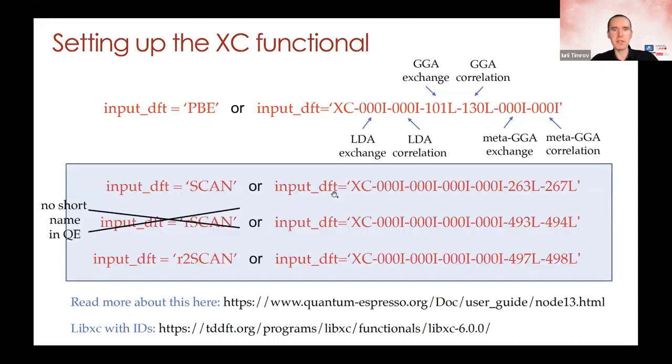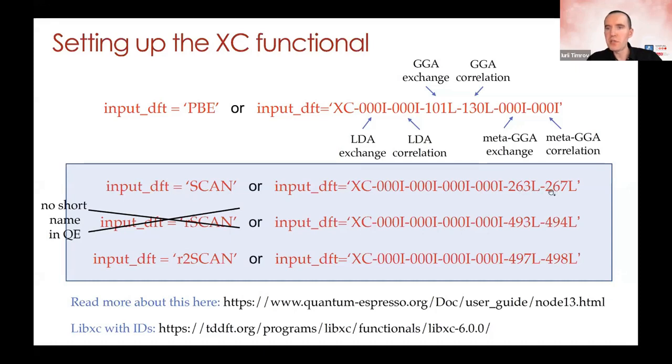So in the case of SCAN, you can specify it in a different way. You skip the first four, LDA and GGA, and you just specify the last two, which are meta-GGA exchange and correlation. The index I stands for internal, because in Quantum ESPRESSO there are also internally coded functionals, and L stands for library, so it stands for libxc. So you need to know the ID of the functionals. So why do we have 263 here and 267?